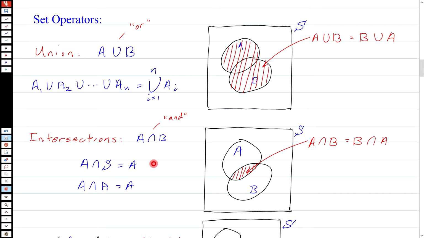Some other properties is that the intersection of A with the sample space is just A itself. The intersection of A with itself is also A. So that's intersections.